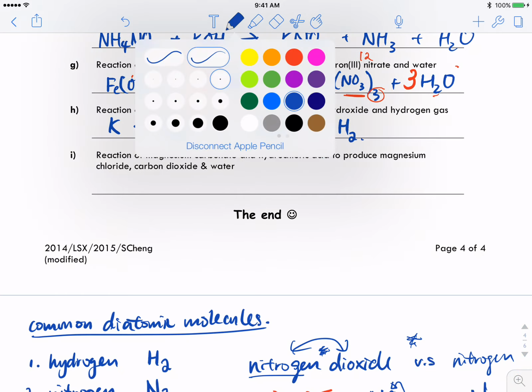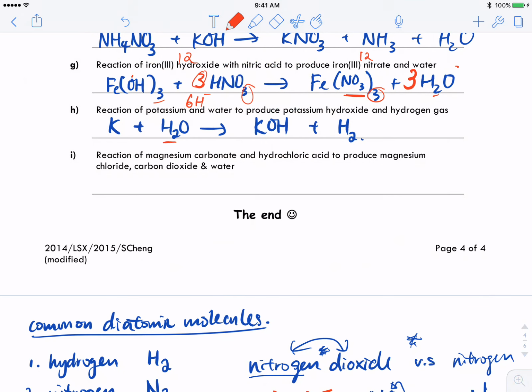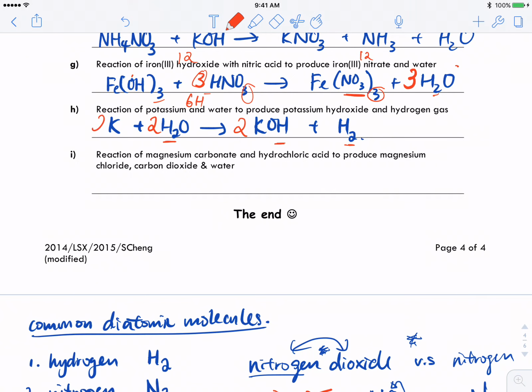Now again, you can see that on the left hand side, the number of hydrogen must always be even. On the right hand side, this is even and this is odd. So I need to multiply this by 2 to make the number of hydrogen on the right hand side even overall. So let's multiply this by 2 as well, and this also by 2. Let's see, am I right now? Yes, then you'll be correct already.